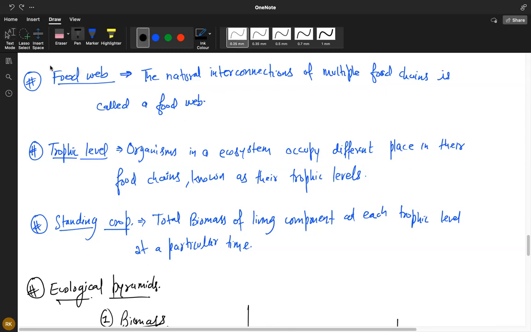And this is a more realistic picture of how trophic levels are set up in nature. Now coming to the trophic level: the word trophic is associated with nutrition or food.